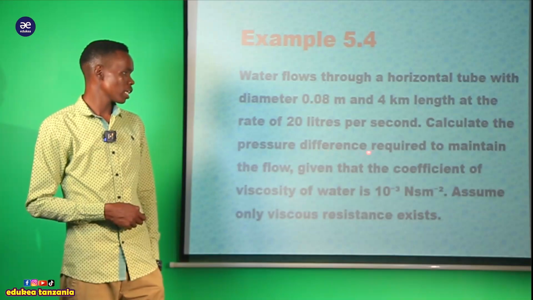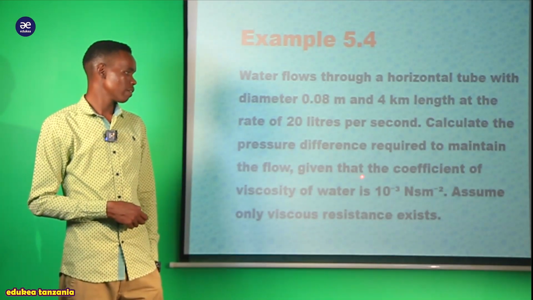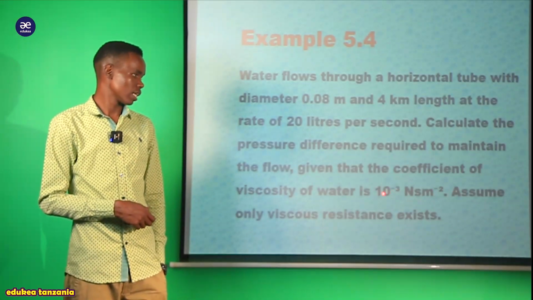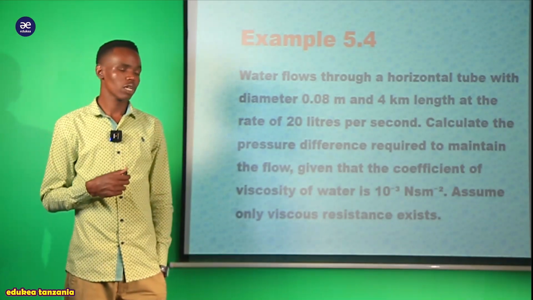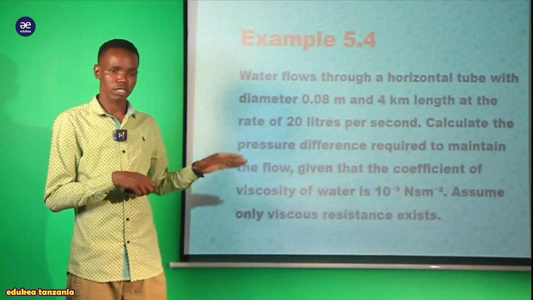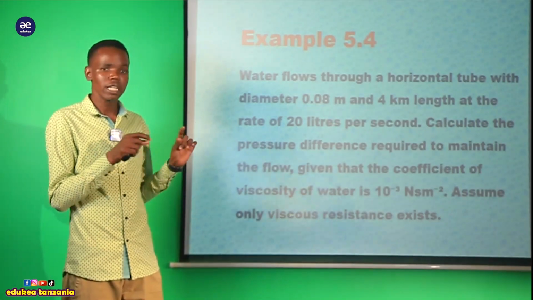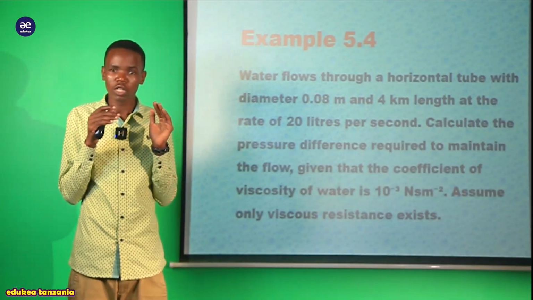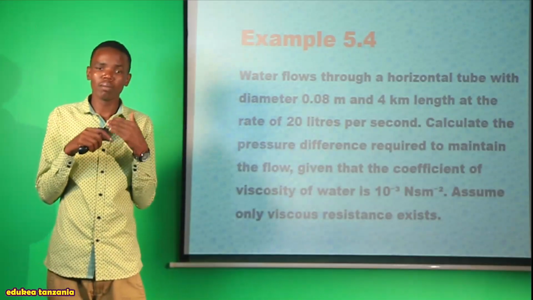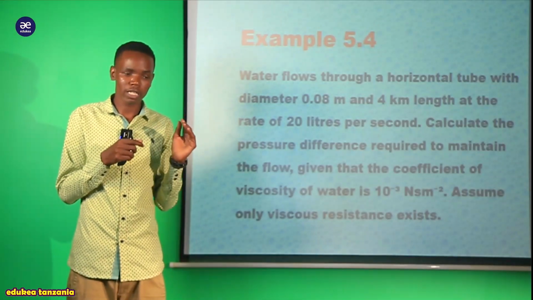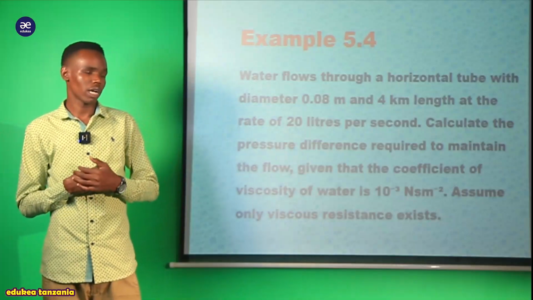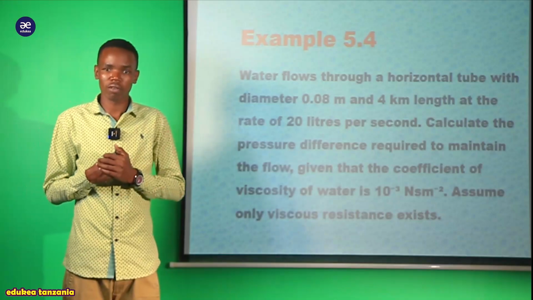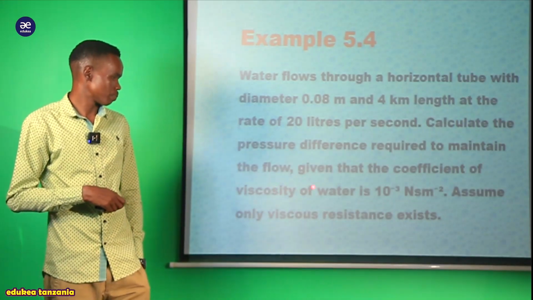This is what we have been given in our equations. So calculate the pressure difference required to maintain the flow, given that the coefficient of viscosity of water is 10 exponent negative 3. We have been asked to find the pressure difference that will be required to maintain the flow. We want the flow to continue. It means that for the water to continue flowing, we must have pressure exerted at one end and also at the other end. So we must determine the pressure difference. This is what we have been asked.